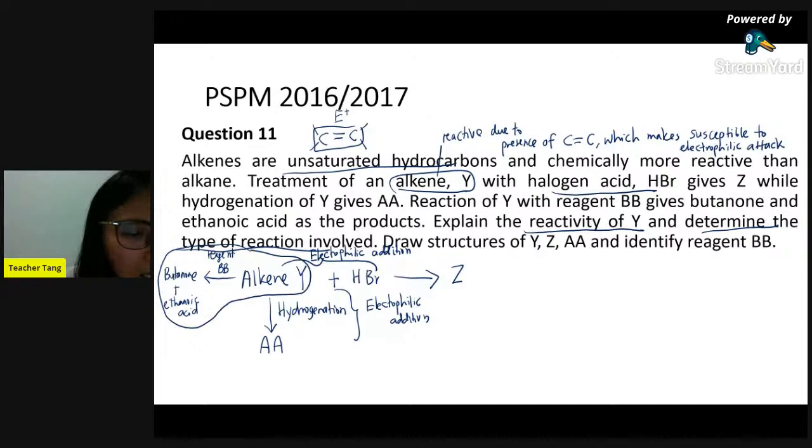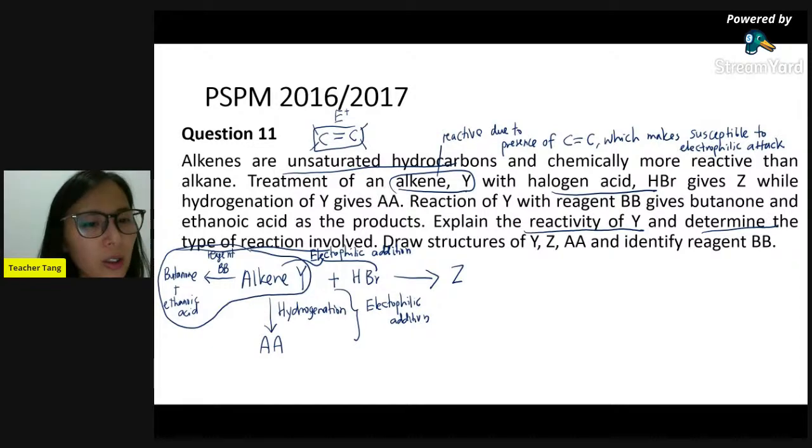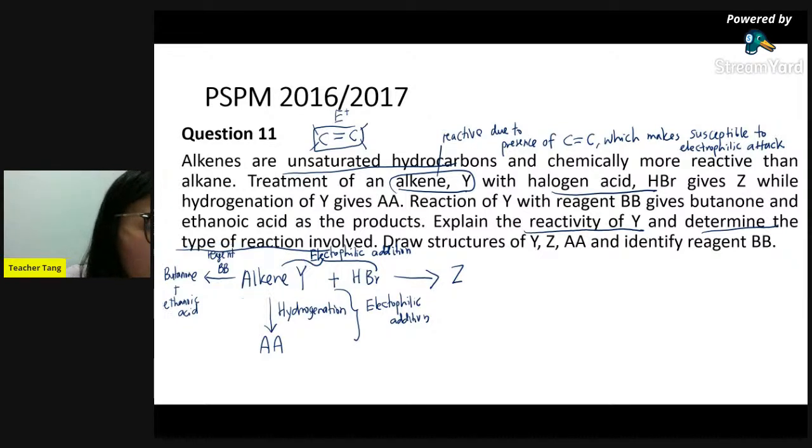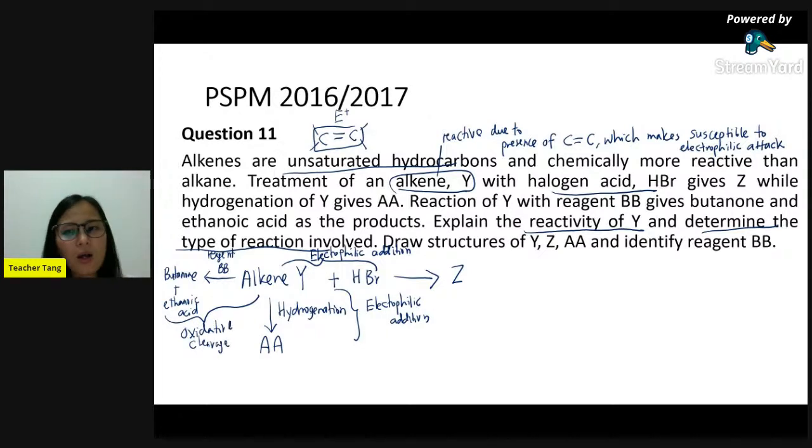Nampak tak? Alkene react with reagent BB bagi kamu butanone dengan ethanoic acid. So dapat the two products. Bermaksud alkene itu tercabut, terbelah dua. So that must be oxidative cleavage. Dia terbelah dua, bagi kamu dua produk. So that is how you determine the type of reactions involved.